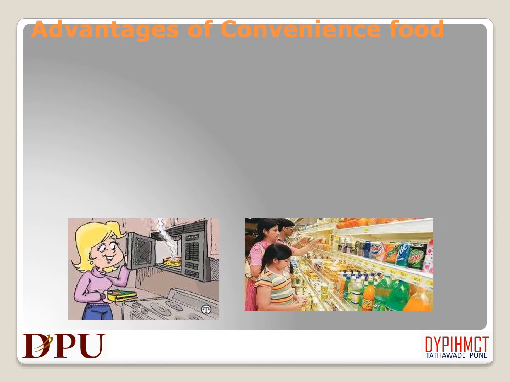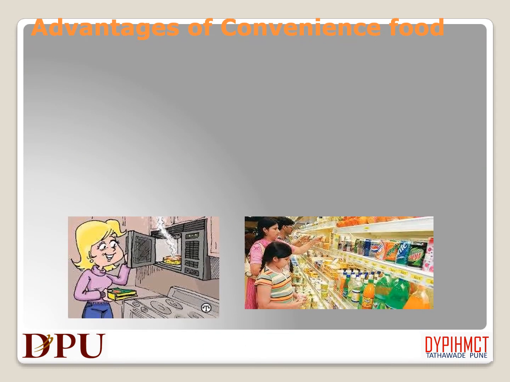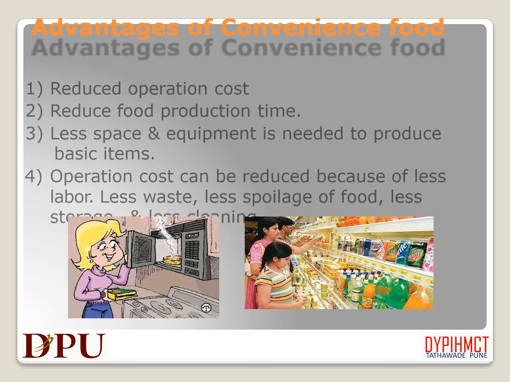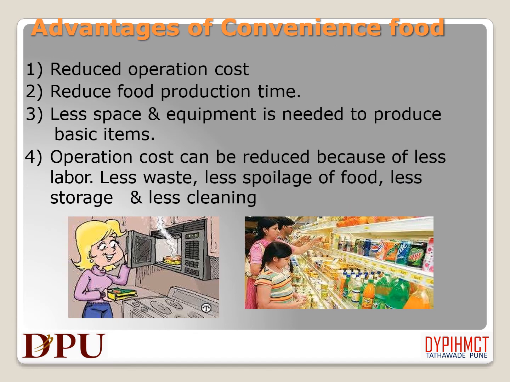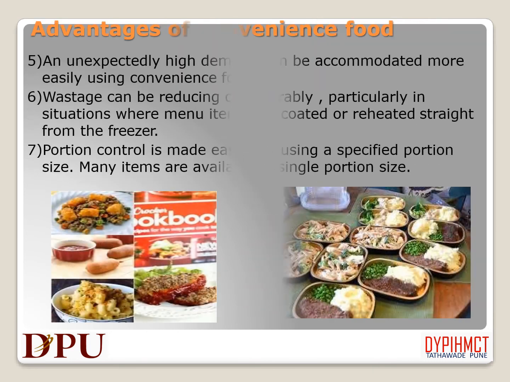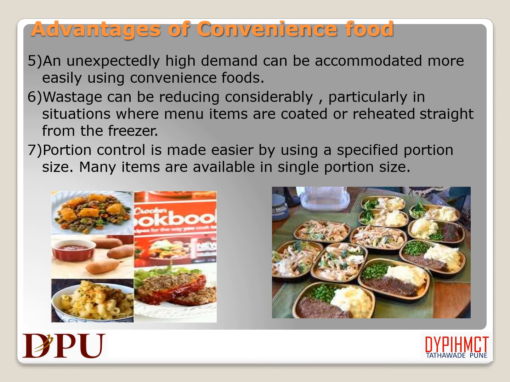In this slide we will discuss the advantages of convenience food. Reduced operation cost. Reduced food production time. Less space and equipment is needed to produce basic items. Operation cost can be reduced because of less labor. Less waste, less spoilage of food, less storage and less cleaning. An unexpectedly high demand can be accommodated more easily using convenience foods.